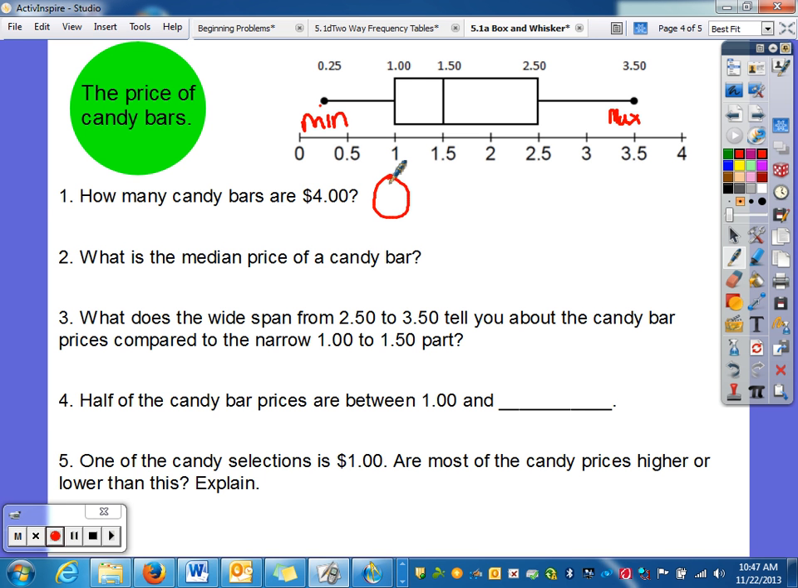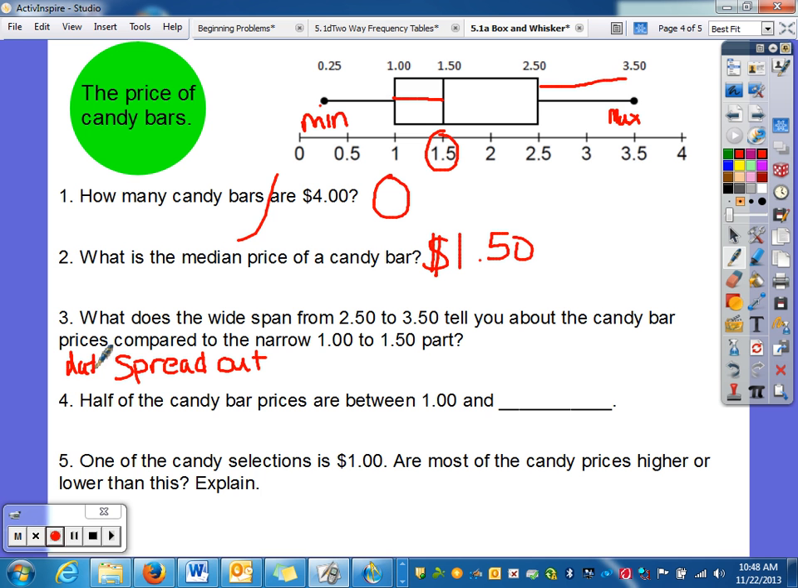What is the median price of the candy bar? That is the middle of the box. So it is $1.50. So what does the wide span between 250 and 350, so this right here, compare to this shorter box here? And we just answered in that one, that just means they're more spread out. We should say the data is more spread out.